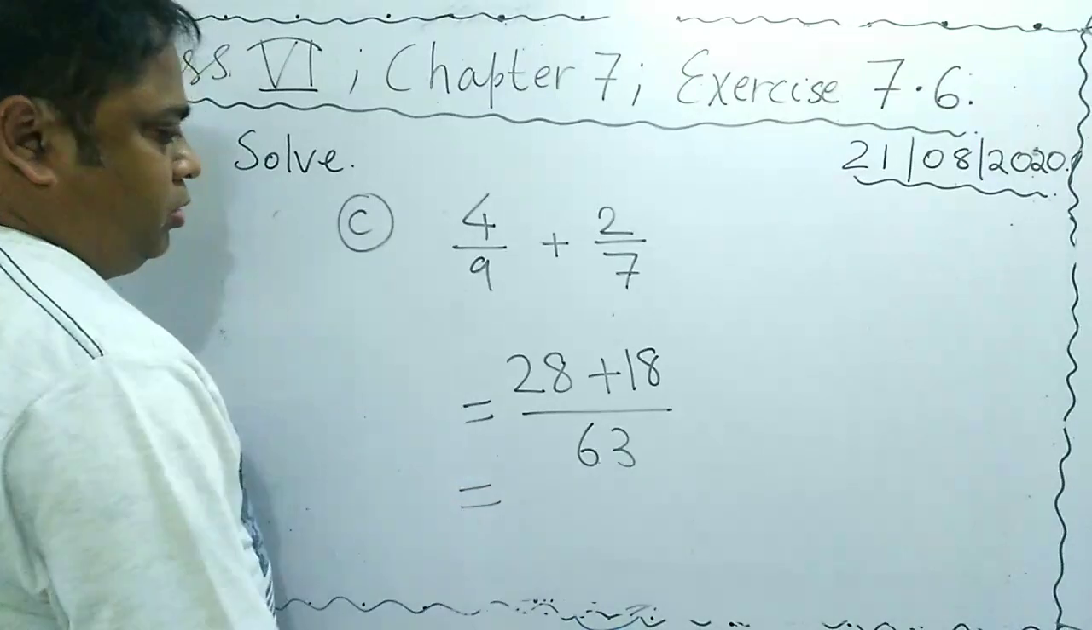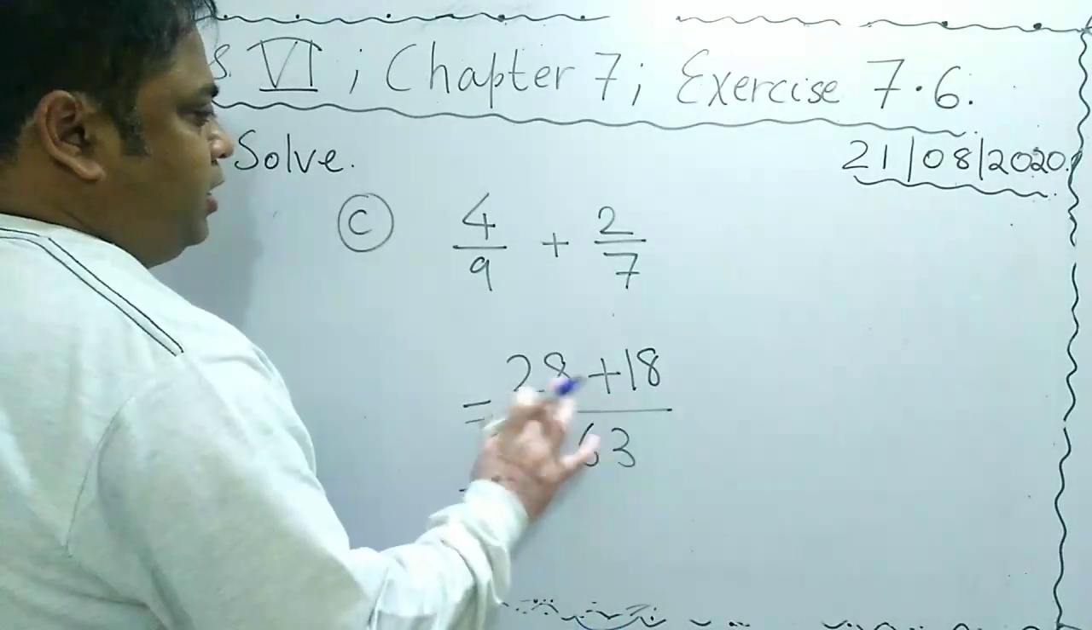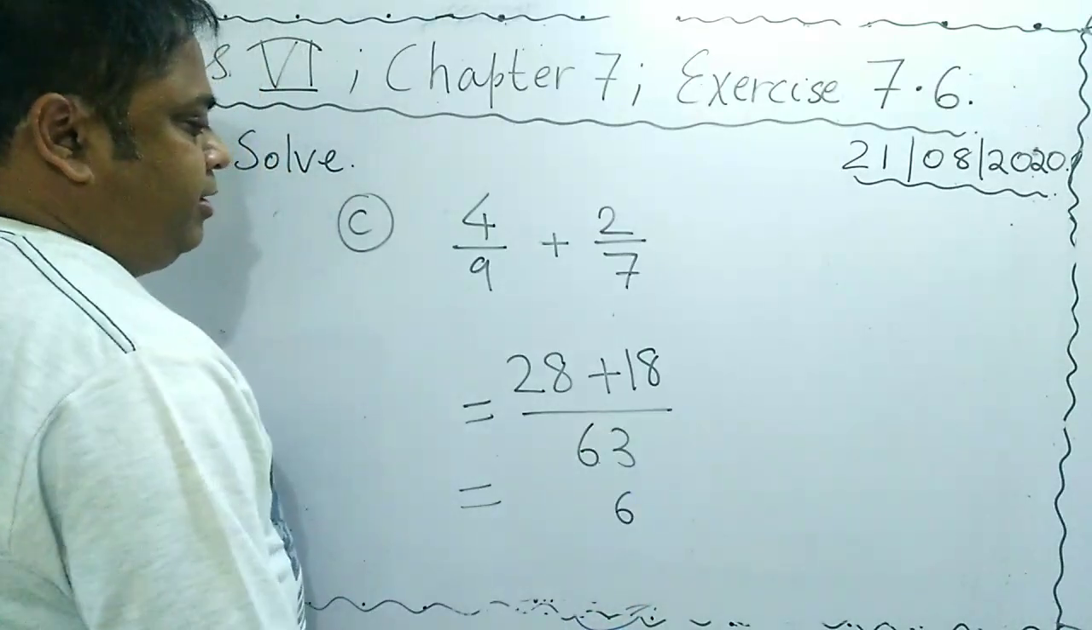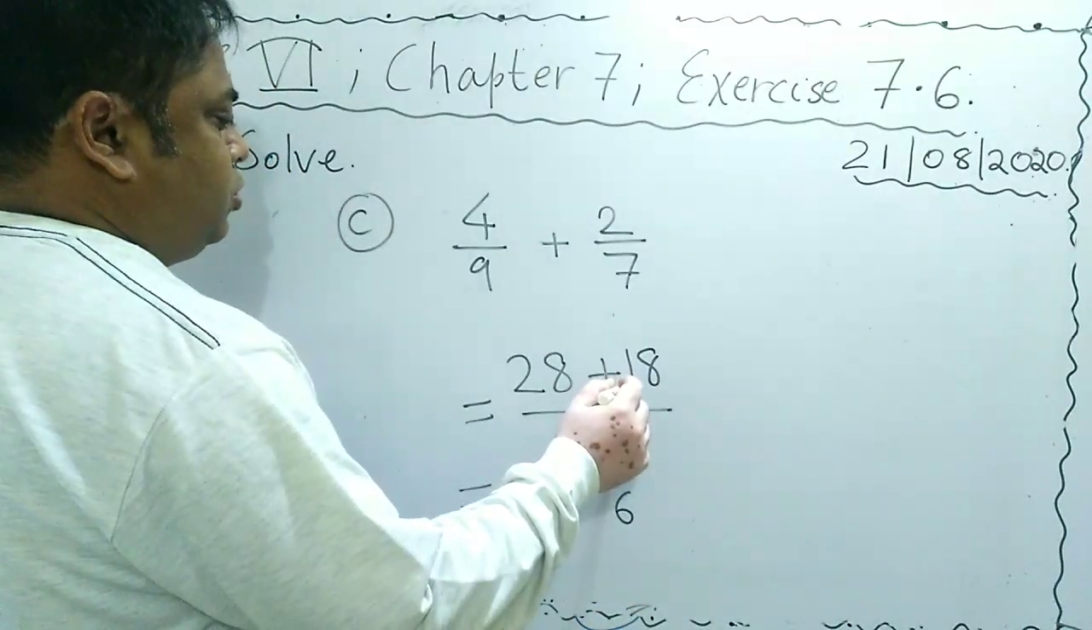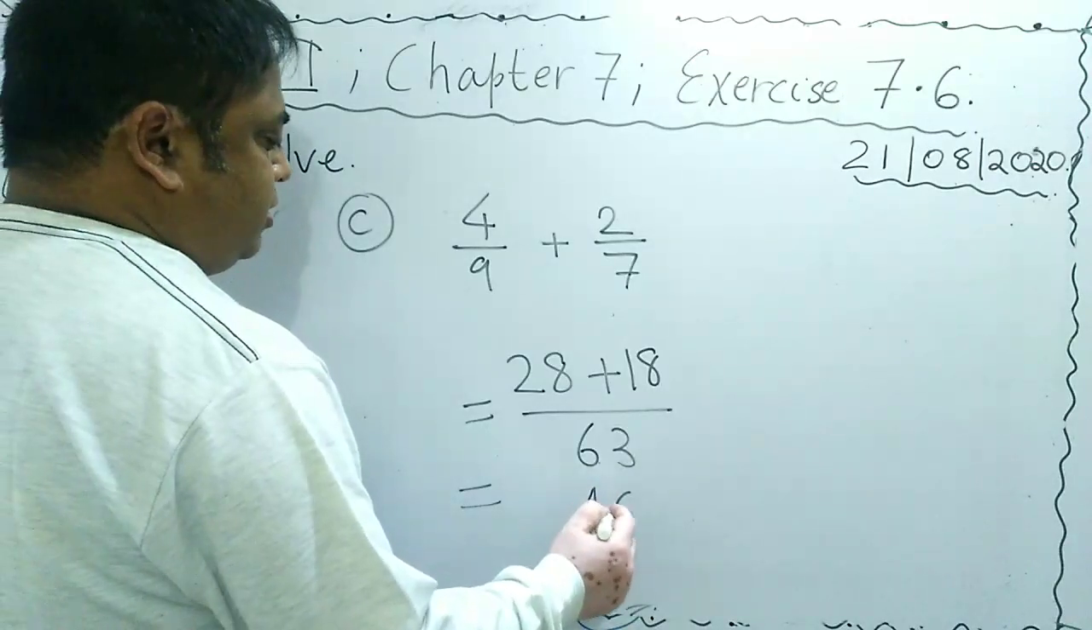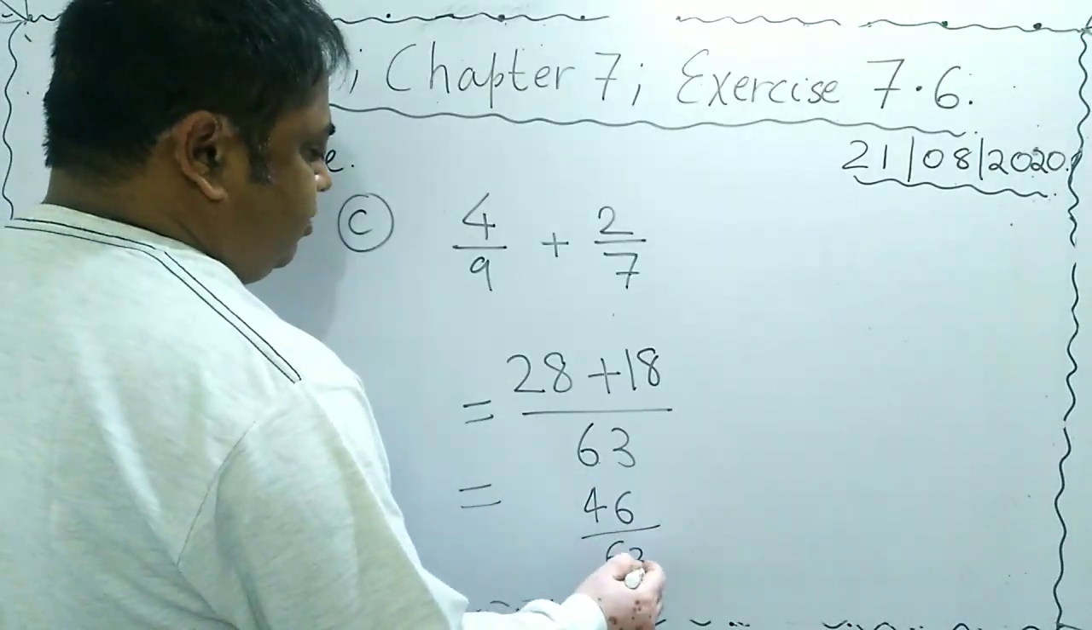So it will be equal to, how to add this without any rough work? See, 8 and 8 will be 16. 1 will be carried. So give 1 to this, it becomes 2 and this becomes 2. So it will become 46 by 63.